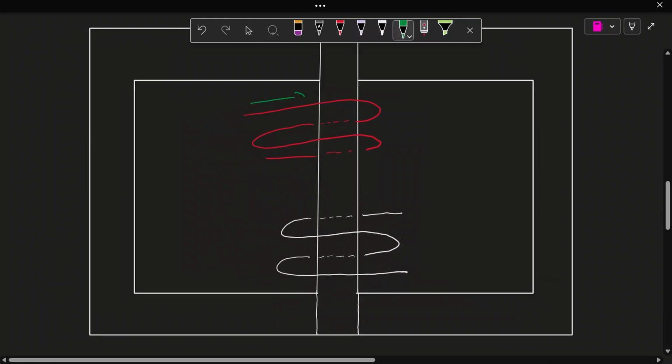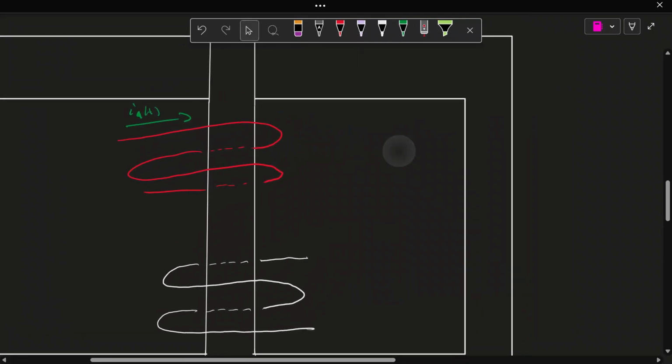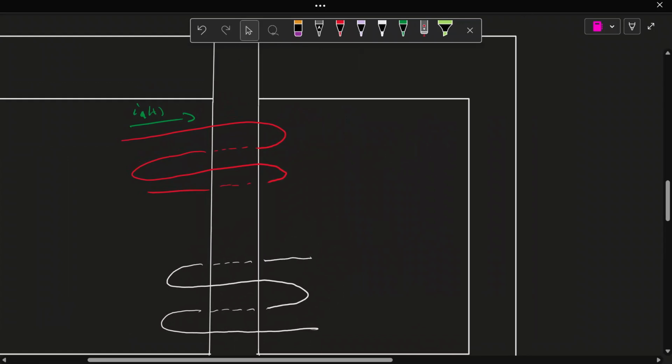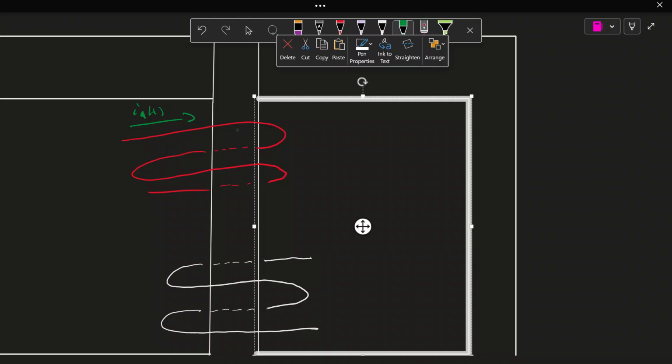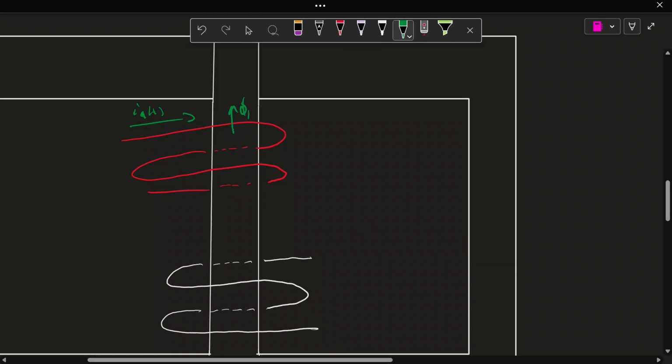Let's choose this one here. Let's choose this one to be our primary winding, I1 of t. Which way is the magnetic flux going to be going? Okay, fingers going from left to right, palm is facing down, the flux is going to be going straight up. So we'll call this flux 1.